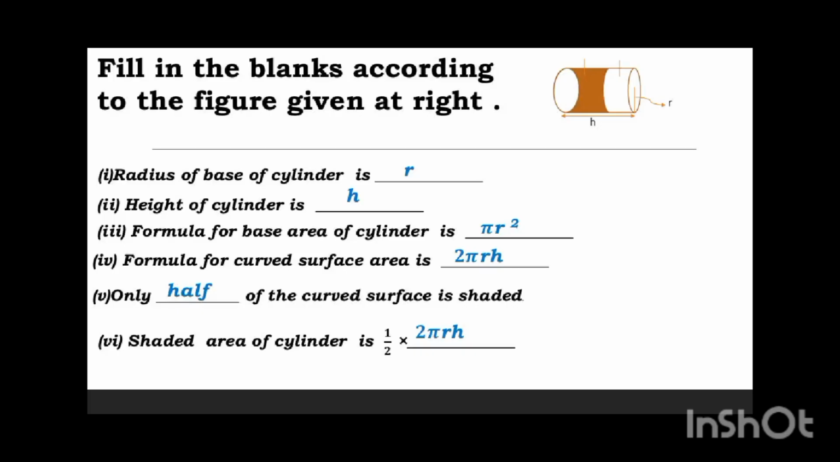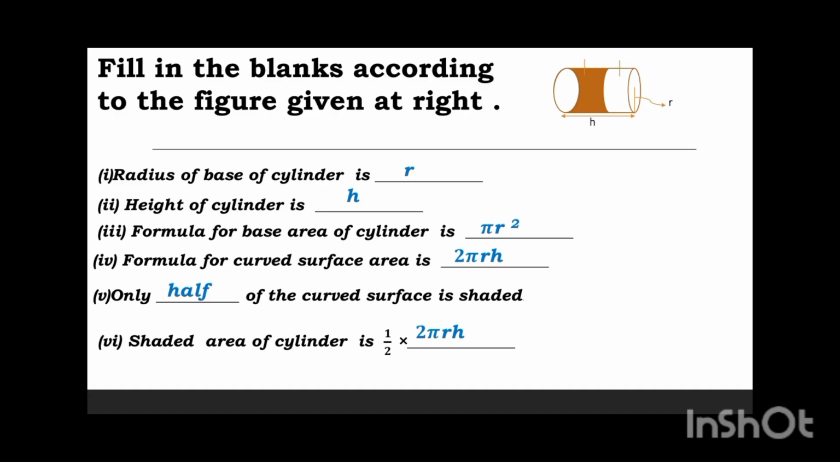Okay, the height of the cylinder is h, and the formula for the base area of a cylinder is pi r square. The formula for curved surface area is 2 pi r h. Only half of the curved surface area is shaded, so it is half. You can see that only half of the curved surface area is shaded.